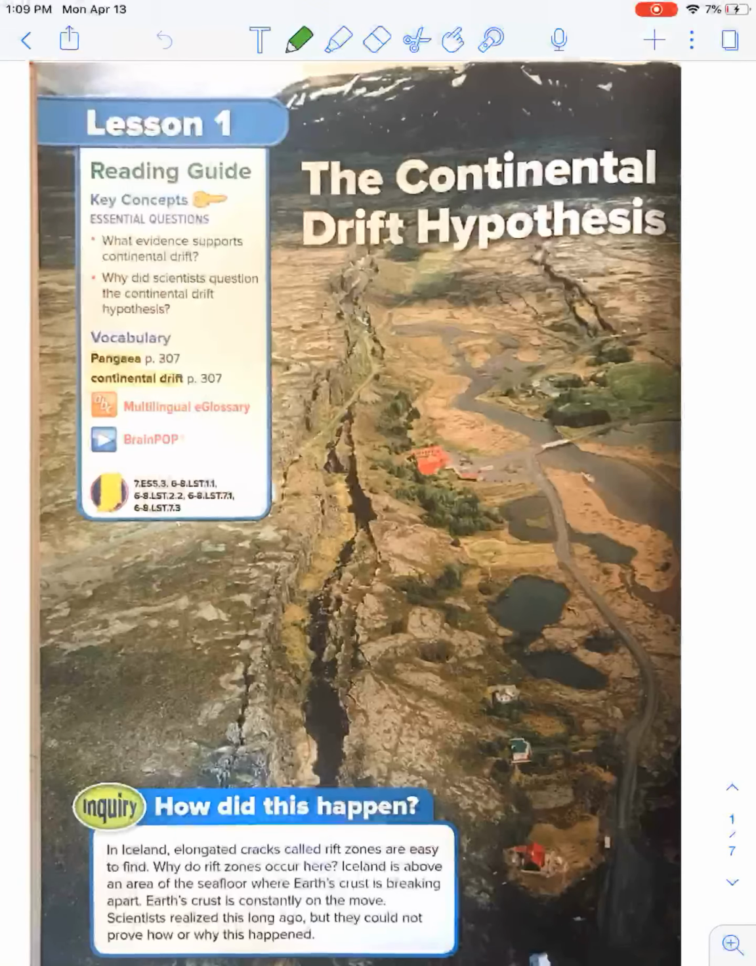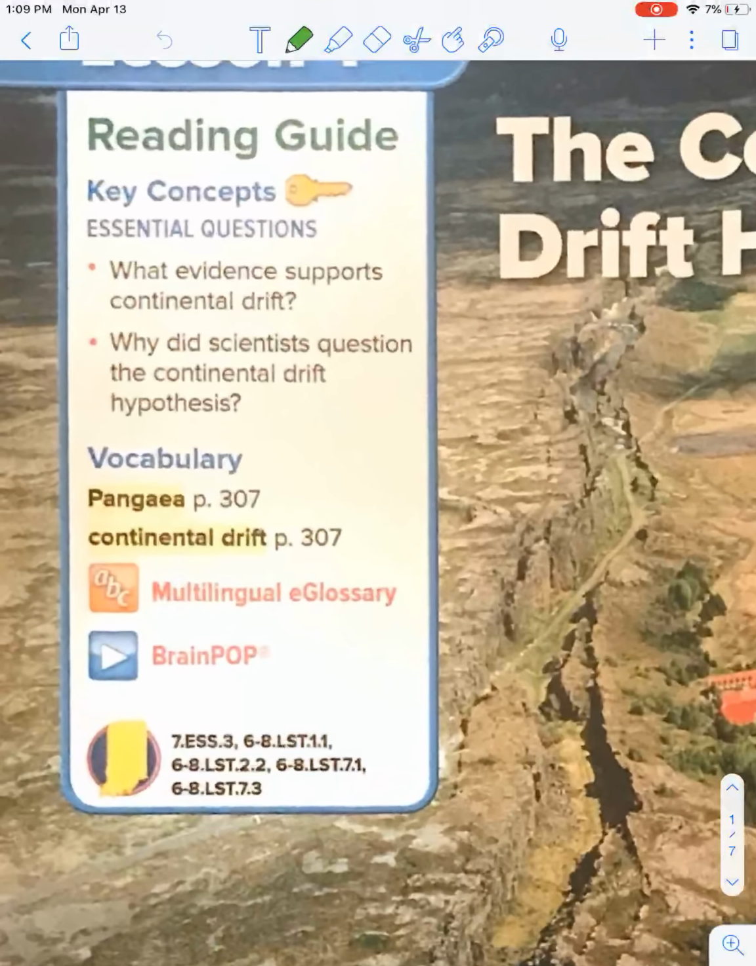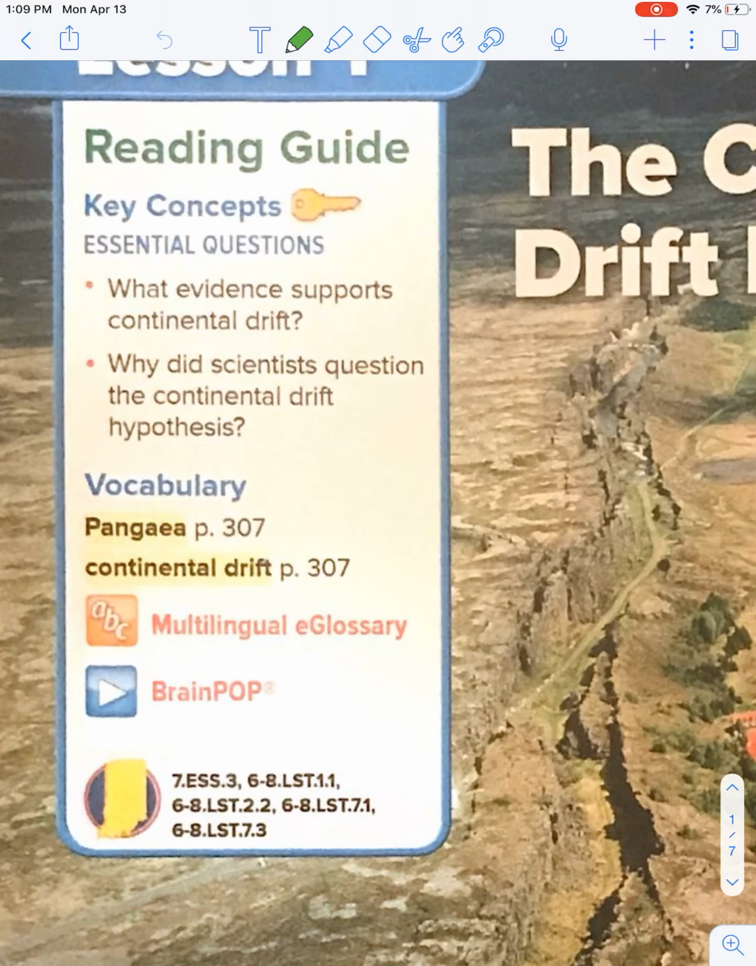Hi, we're going to look at lesson 1 of chapter 9. It is the continental drift hypothesis. Let's start by looking at our key concepts of the essential questions. What evidence supports continental drift? We're going to be looking at evidence that's supporting it.